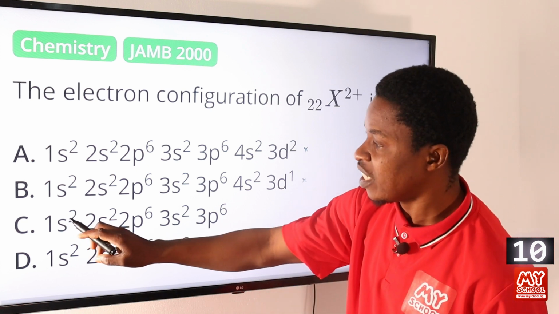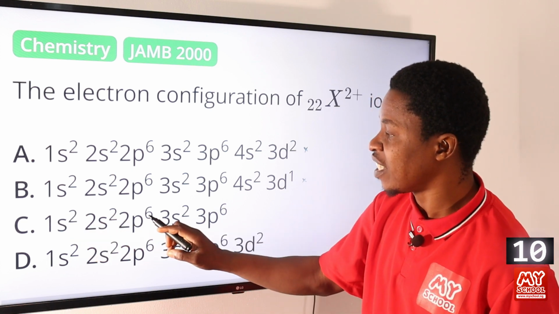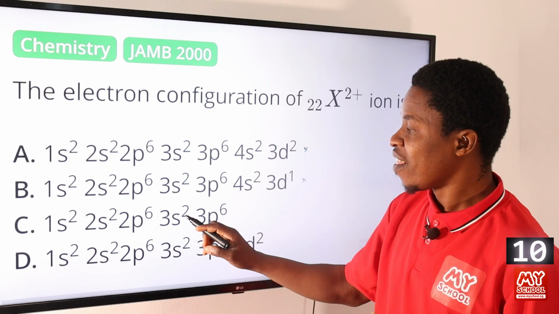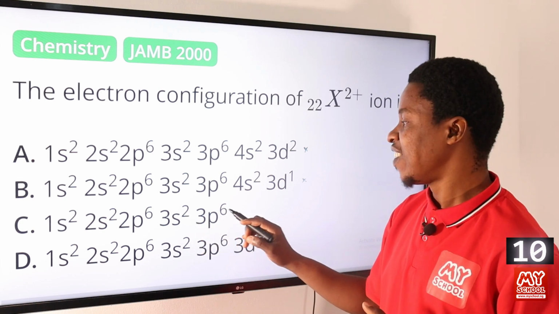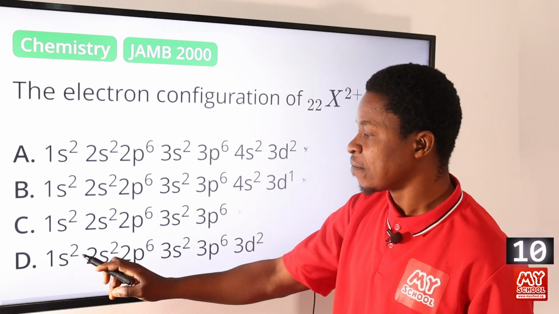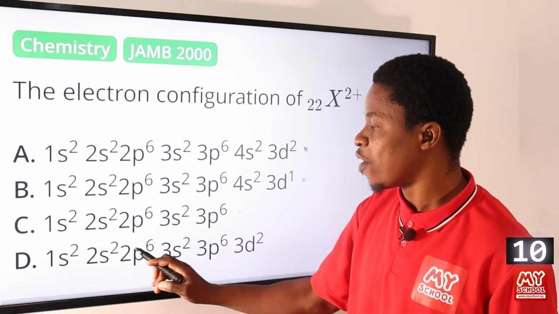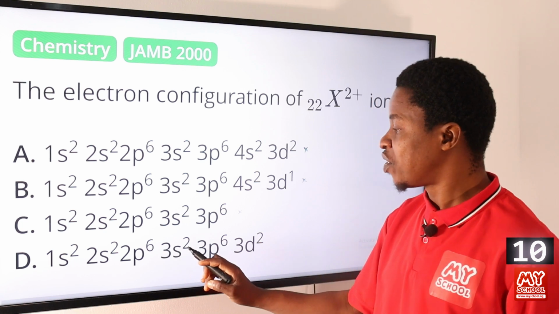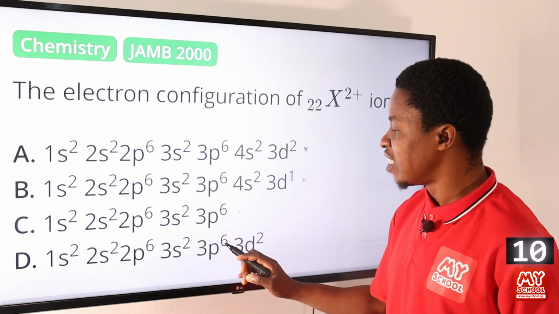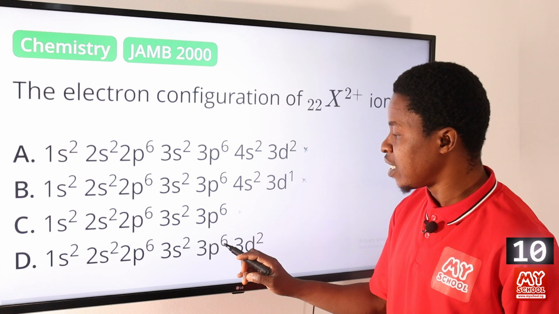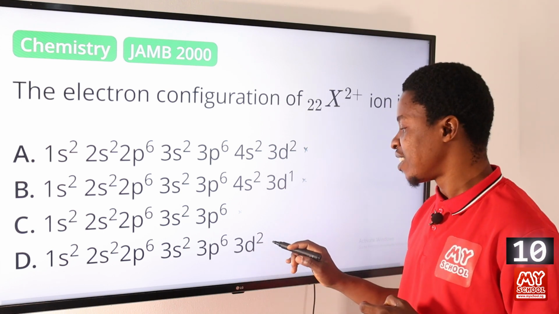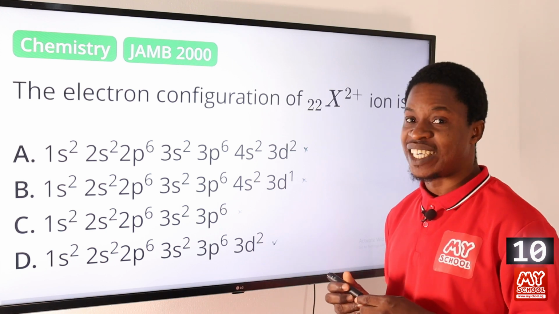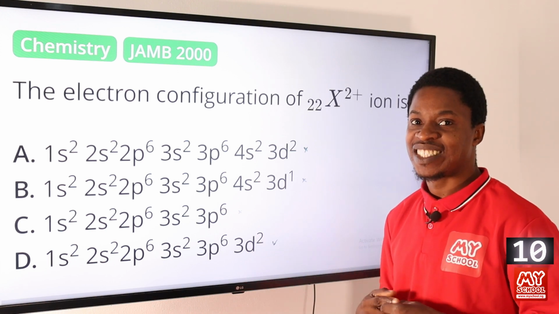So let's go to option C. 2 plus 2 is 4, 4 plus 6, that's 10, 10 plus 2, that's 12, 12 plus 6, that is 18. So 18 is not correct. Let's move to option D. 2 plus 2 is 4, 4 plus 6 is 10, 10 plus 2 is 12, 12 plus 6 is 18, 18 plus 2 is 20. 20 electrons are present here, so which means option D is the correct answer.